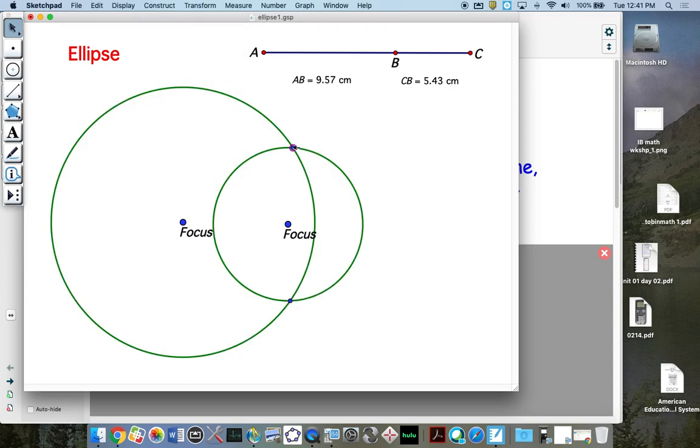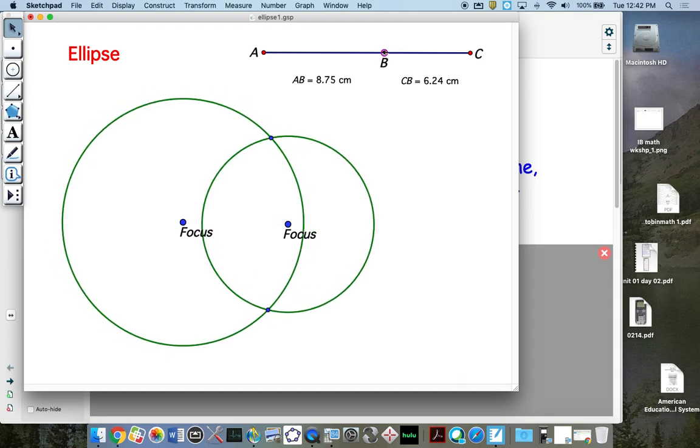Okay, so now if you look at this point here that I've just highlighted, the distance to this focus, that's a radius of the smaller circle, which right now is 5.43. And then the distance from the same point to the other focus is the radius of the other circle, which is 9.57. So those two distances together add up to 15. Now if I move this point B somewhere else along AC, that's going to change the radii of the circles, but still together they're going to add up to 15. So I want to look at these 2 points here and where they travel as I move B.